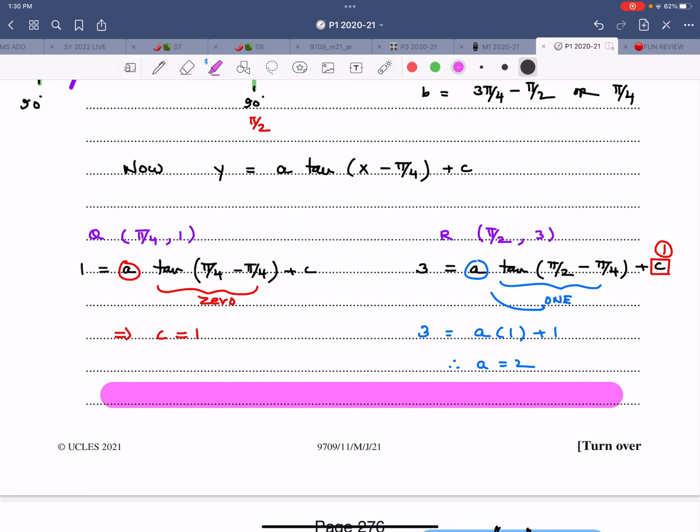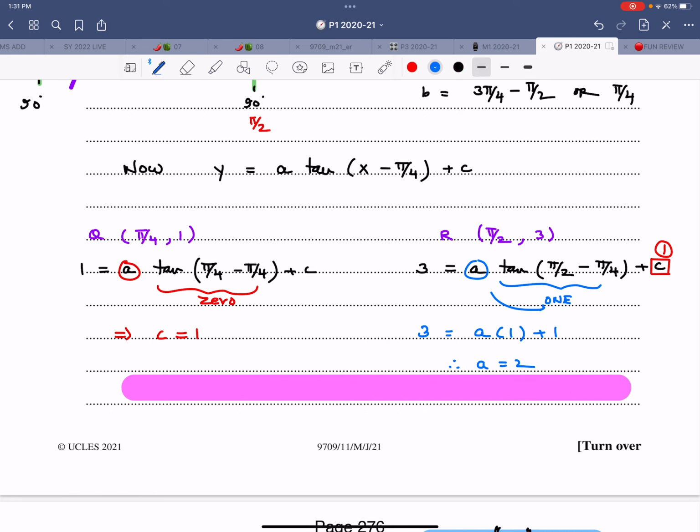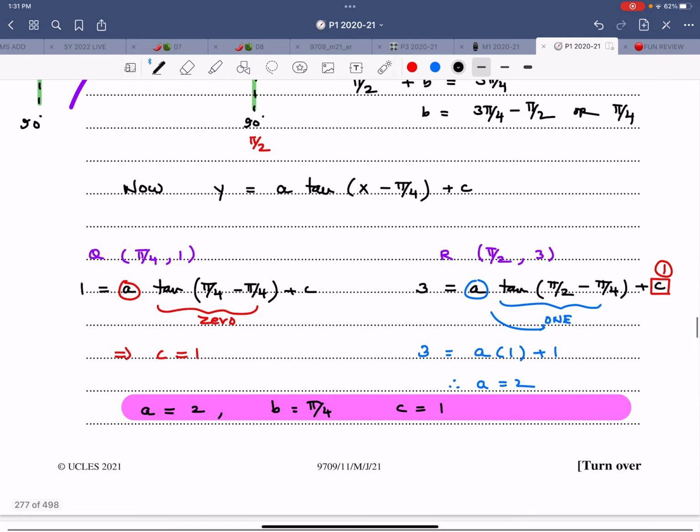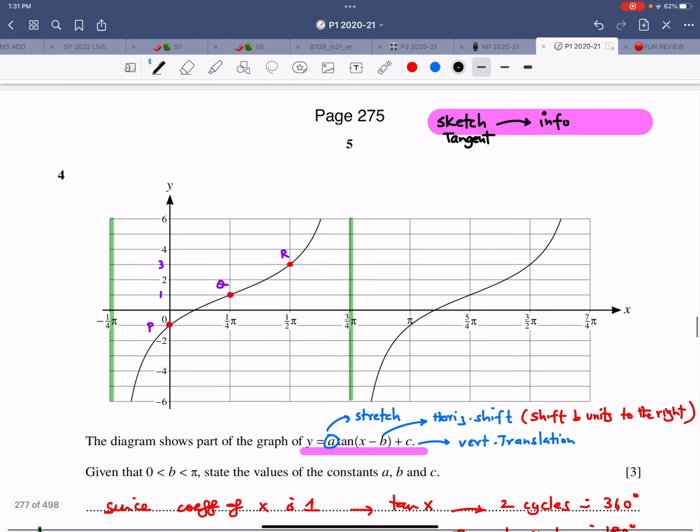What are the values of A, B and C? Always make a habit of writing it in an organized way. In an organized way, A comes out to be 2. B comes out to be pi by 4. And C comes out to be 1. That is the working for this particular question. Now let's move on.